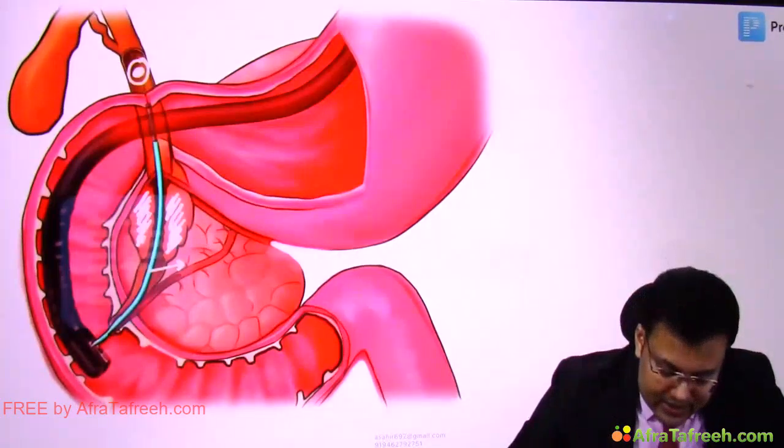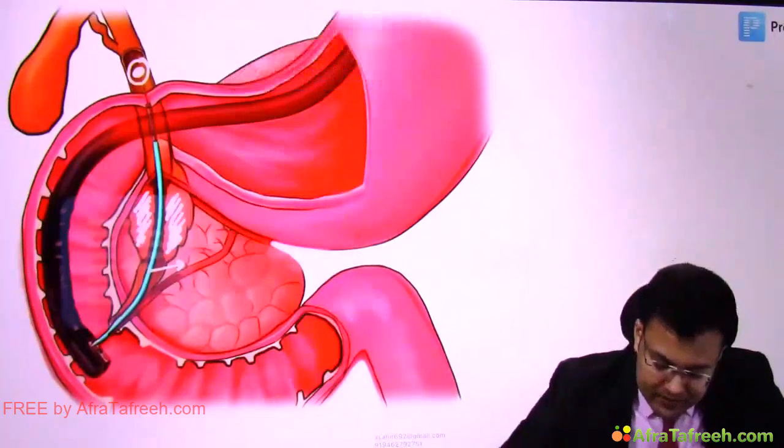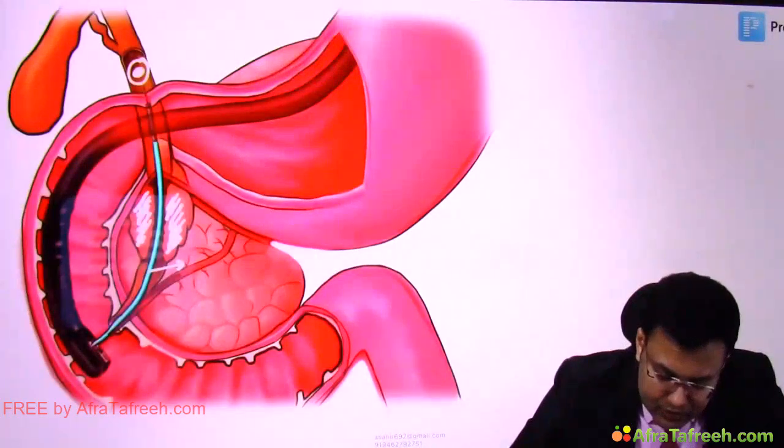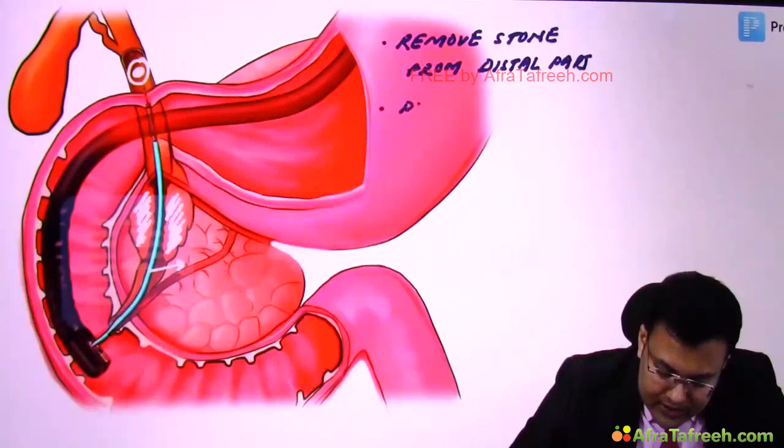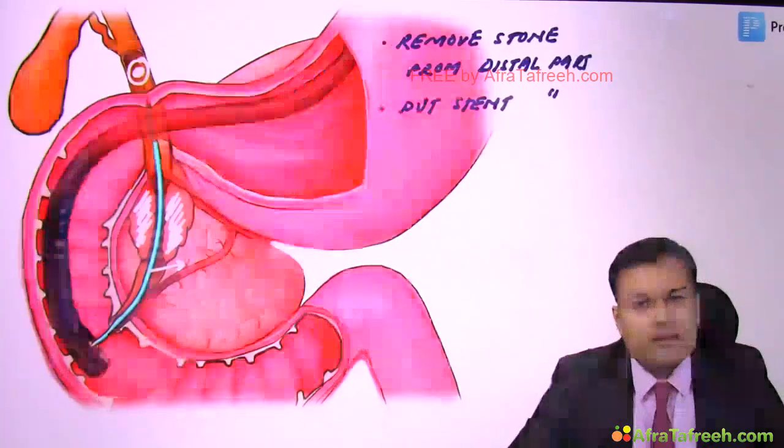So what are the indications of ERCP? In which cases we use it? It is used to remove stone from distal part of bile duct and put stent in the distal part. Now imagine a diagram or a situation.